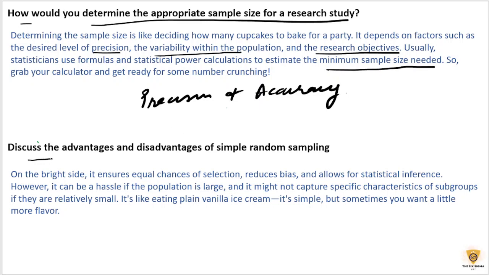अगला क्वेश्चन, डिस्कस द एडवांटेजेस एंड डिसएडवांटेजेस ऑफ सिंपल रैंडम सैम्पलिंग. तो सिंपल रैंडम सैम्पलिंग, it ensures equal chances of selection, reduces bias, and allows for statistical inferences. However, it can be a hassle if the population is large and it might not capture specific characteristics of subgroups if they are relatively small. So it can be compared to eating plain vanilla ice cream. It's simple, but sometimes you need a little more flavor to it.